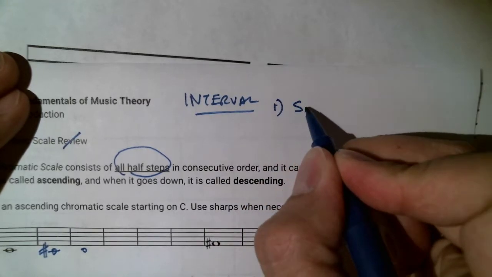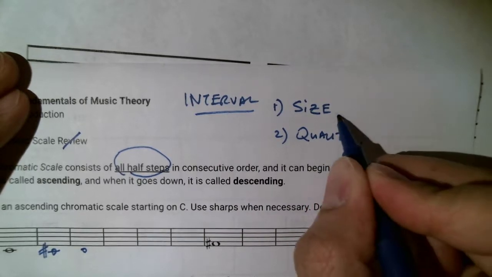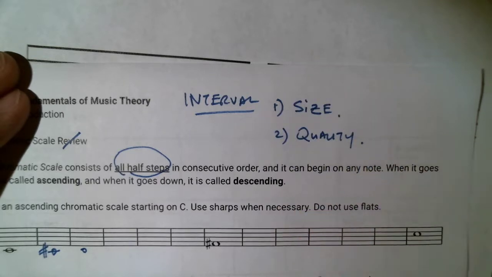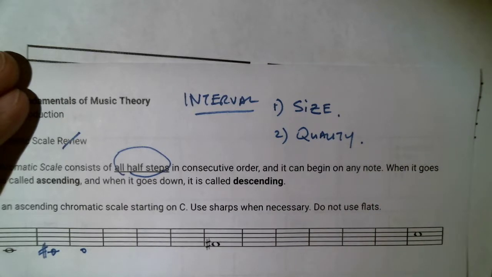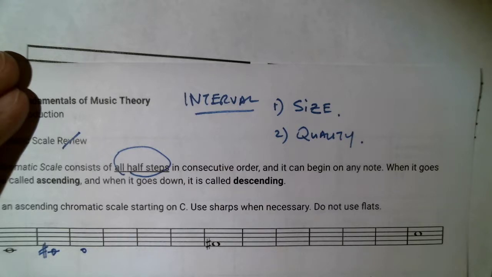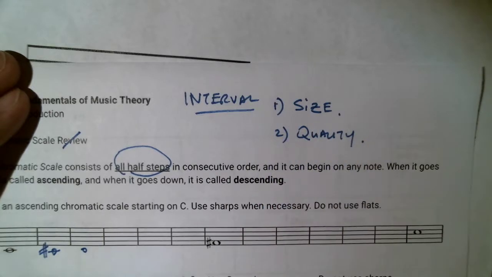The first thing is the size. The second thing is the quality. And we're going to start talking about both of these attributes. The first one is pretty straightforward. For the size, we're only talking about the letter names of the notes as written. And we're counting the letter names using the musical alphabet. The quality has to do with counting half steps between the two notes. So that has more to do with the actual note on the keyboard, whether there's a sharp or flat associated with it. But for the first part, we're only talking about the letter name.